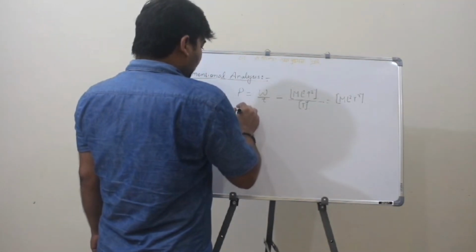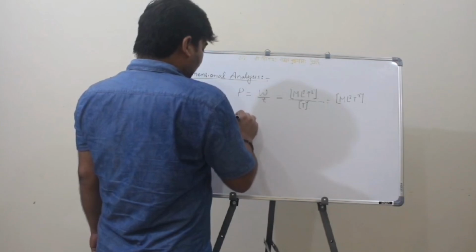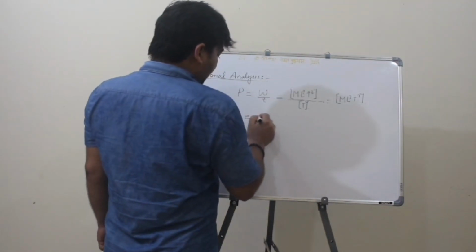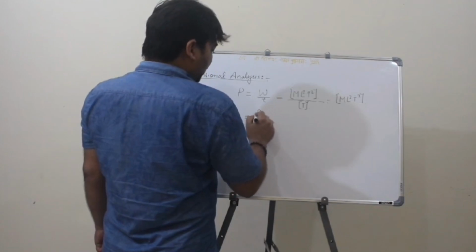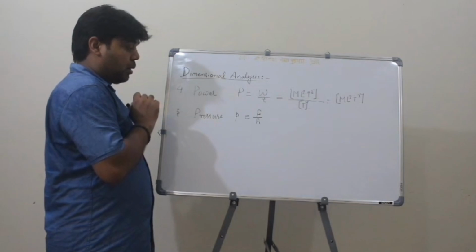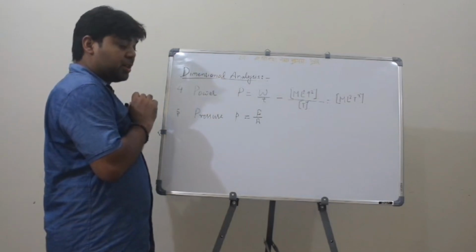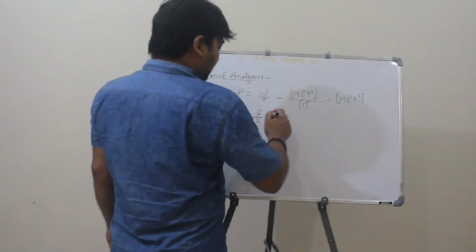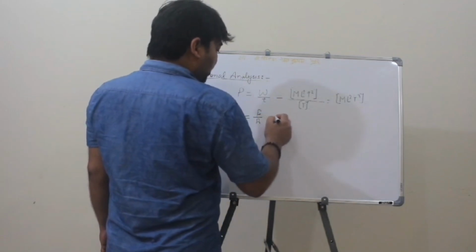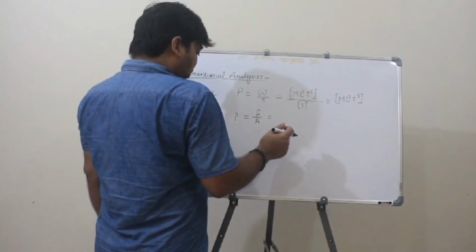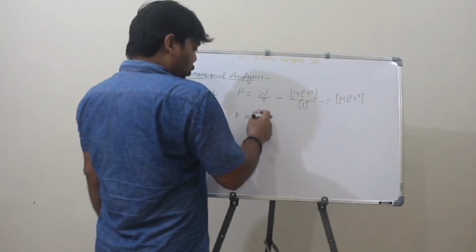If you are representing pressure as a small p, then it is nothing but force per unit area. Now pressure is a tensor quantity, and so it has more than 3 components in 3 dimensions. So here, how the pressure is defined: force per unit area.